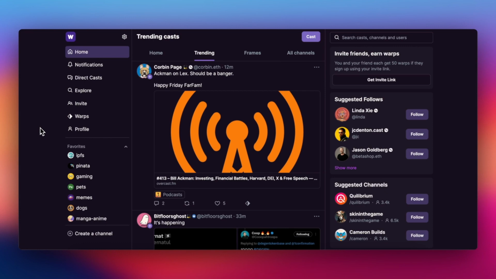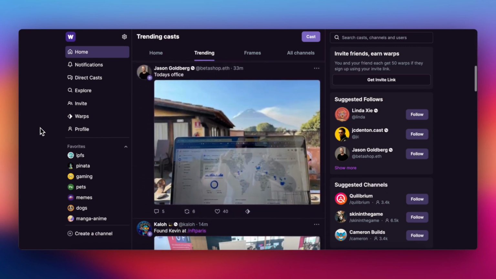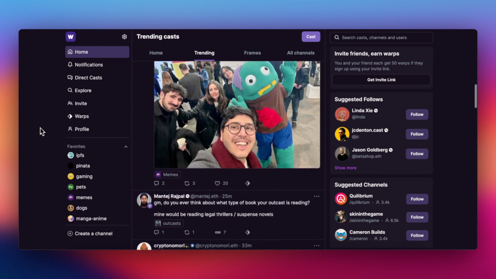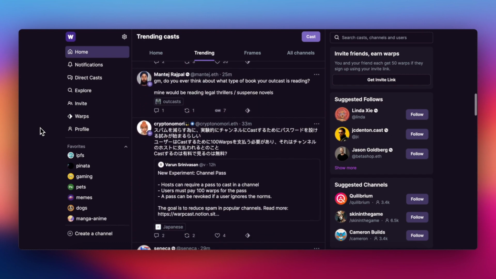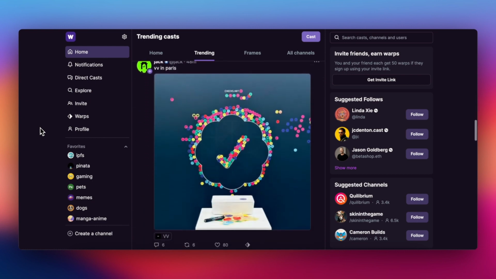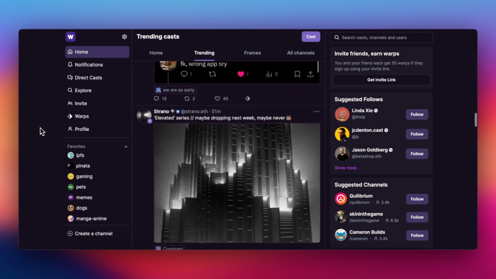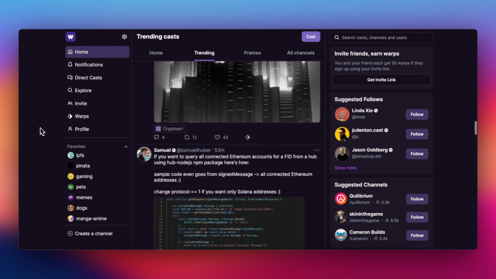Now, let's talk about Warpcast. It's a flagship application built on the Farcaster protocol. While Farcaster provides the infrastructure, Warpcast is an application that users interact with directly. It's a social platform where users can follow others, write posts, share and like content, similar to traditional social networks, but with a decentralized twist.